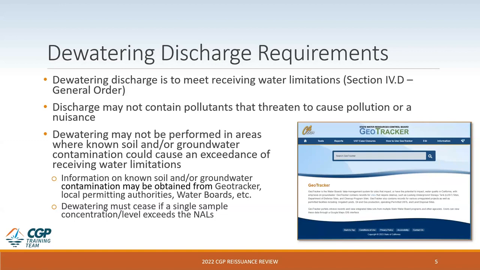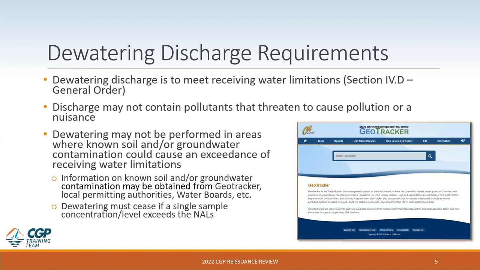Dewatering discharges are required to meet receiving water limitations, and they may not contain pollutants that threaten to cause pollution or a nuisance. Also, dewatering may not be performed in areas where known soil and/or groundwater contamination is present that could cause an exceedance of receiving water limitations. You can obtain information on known soil and/or groundwater contamination from GeoTracker, local permitting authorities, water boards, etc.